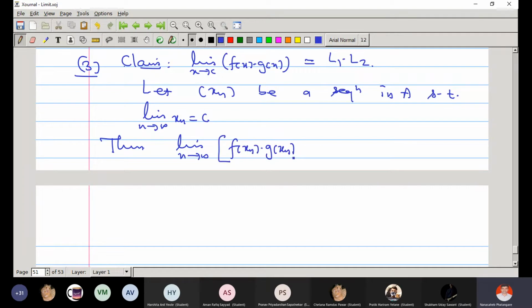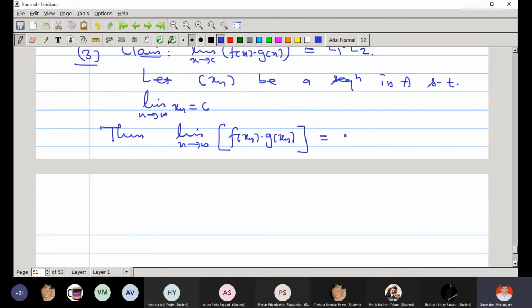This new product function, apply it on xn. So this is a sequence now. And what is the limit of this sequence? It is a product of two sequences, right? It is the limit of the product, and the limit of the product is the product of the limits: limit of f(xn) into limit of g(xn). I am using the results from sequences, right?